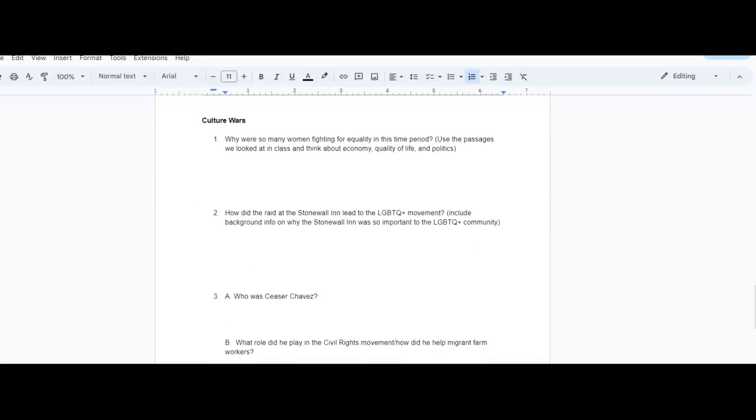The next section is going to be about culture wars. Number 1, why were so many women fighting for equality in this time period? Use the passages that we looked at in class and think about economy, quality of life, and politics.